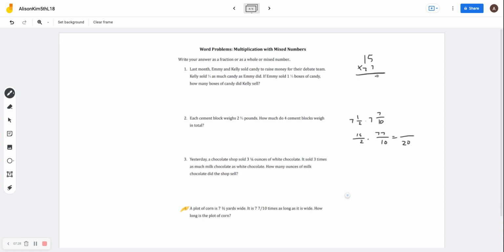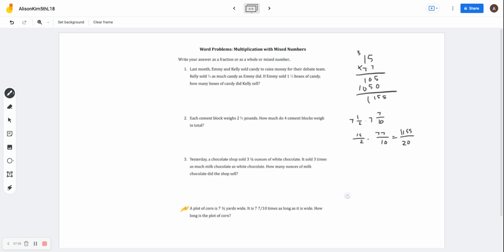5 times 7 is 35. 7 times 1 is 7. 7 plus 3 is 10. Let's put a placeholder value 0. 7 times 5 is 35. 7 times 1 is 7. 7 plus 3 is 10. And then we're going to add, so it'll be 5 plus 5 plus 1 plus 1. So our fraction would be 1155 over 20.